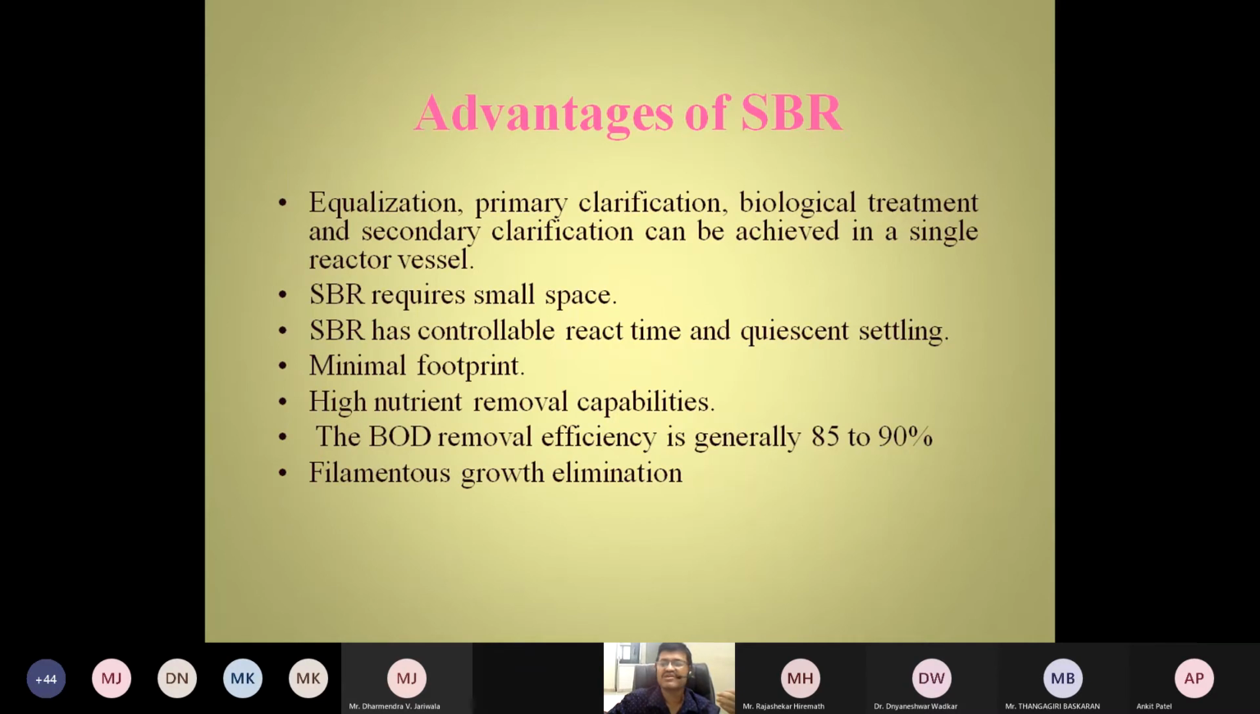So what is the advantage of this? It requires a small space. SBR requires small space. It has controllable react time, as I told you. We can control the time, how much time you have to react. And there is a settling, high nutrient removal capability. I have told you just now that high nutrient removal means you can remove the nitrogen or phosphorus by using this technology. BOD removal efficiency is also 85 to 90%, and there is no filamentous bacterial growth in this type of reactor.